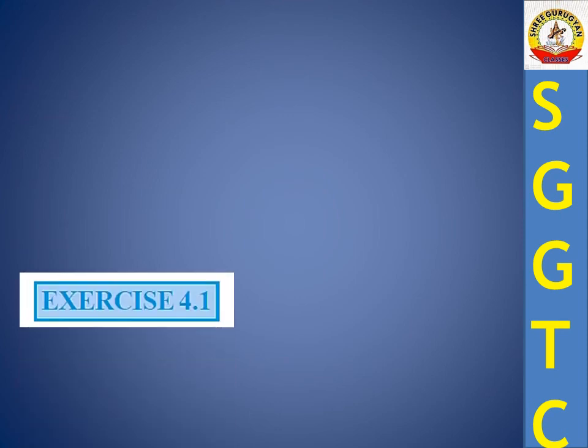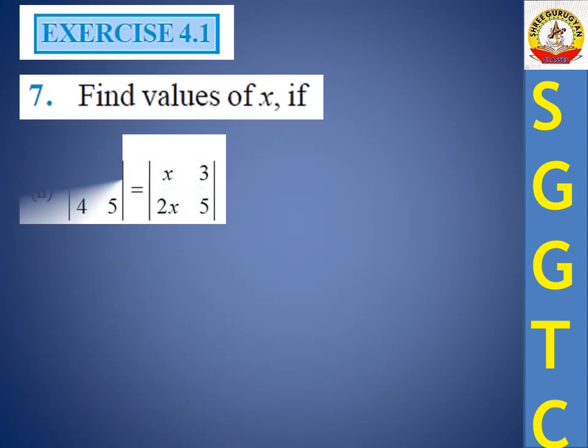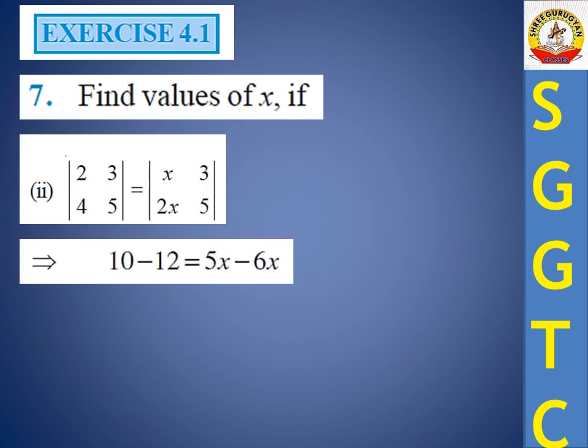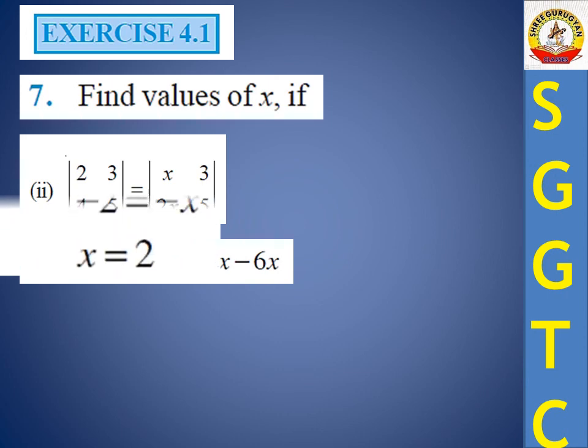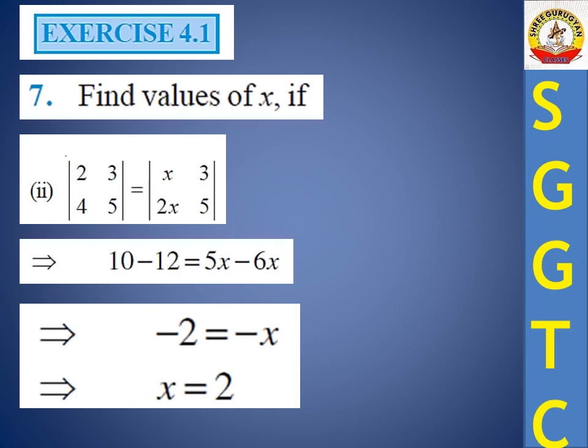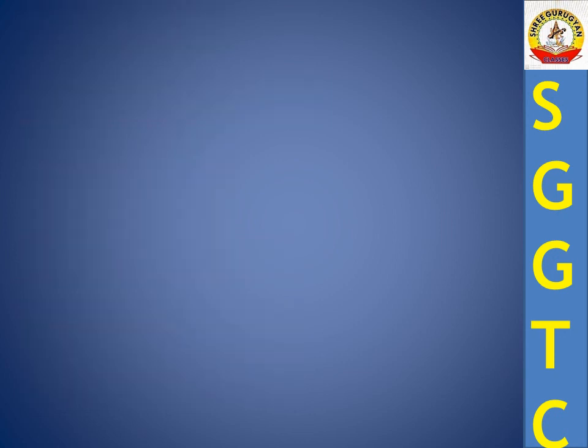Now question 7, the second one. This determinant 2 3, 4 5 is equal to x 3, 2x 5. But students, just remember that both these determinants are of type 2 cross 2, it means 2 rows 2 columns. Same apply principal diagonal, 5 2s are 10 minus 4 3s are 12, is equal to 5 into x minus 3 into 2x. So further calculate, you get the value minus 2 is equal to minus x, so x is equal to 2, and that finishes the 1 mark question.